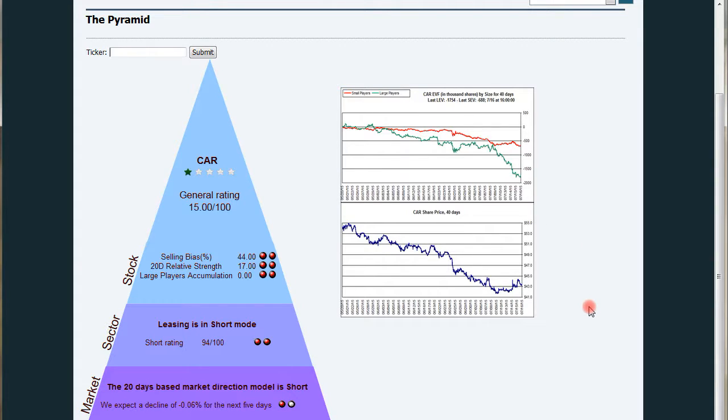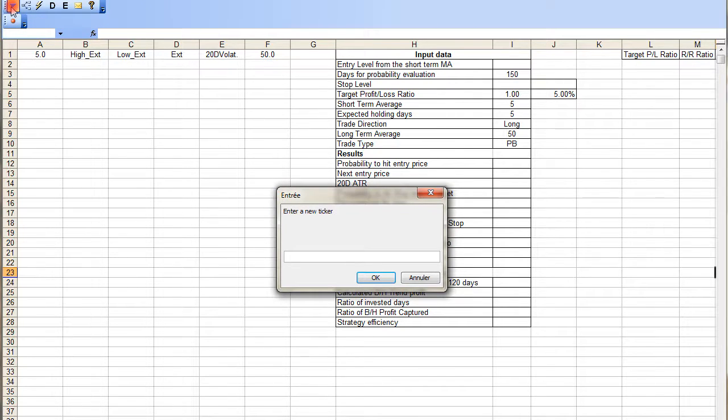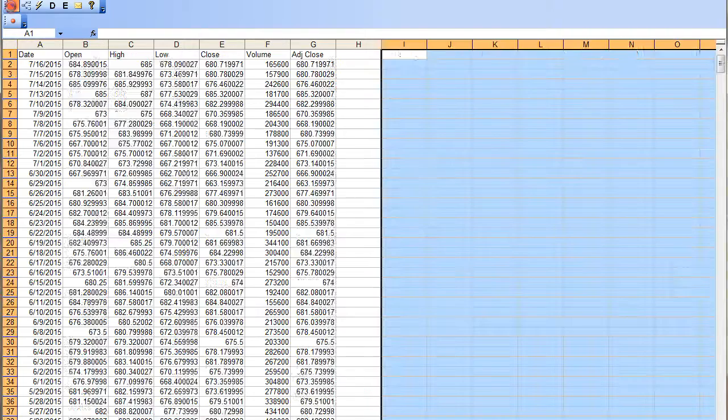Okay, so let's go now to the breakout calculator. Okay, so I would first have to download the data. So is it, it's a short trade.